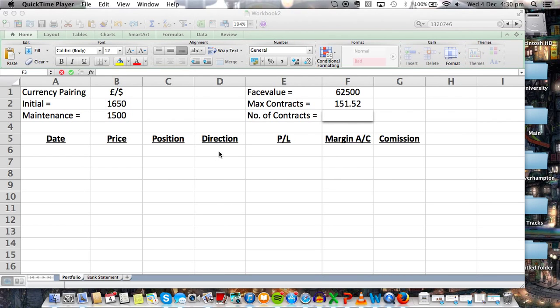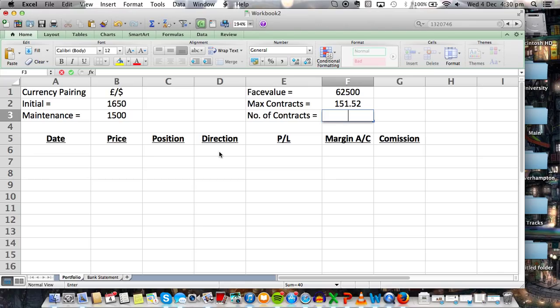Right, so people have been requesting a video showing you how to trade short contracts, or basically how to open with a short contract. So this is what this video is going to demonstrate. Now fundamentally, it's exactly the same thing. We're still going to be trading the dollar pound, with the same initial margin, the same maintenance margin, same face value, and max contracts is still the same. Let's say we're still going to maintain it at 40 contracts opening, okay?